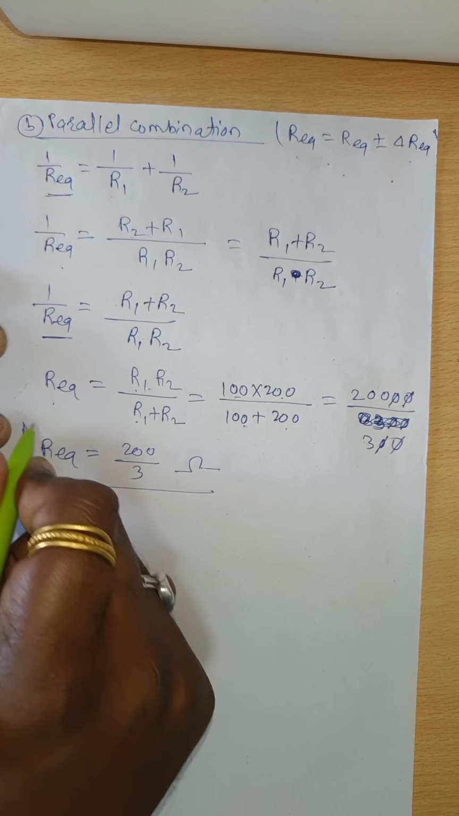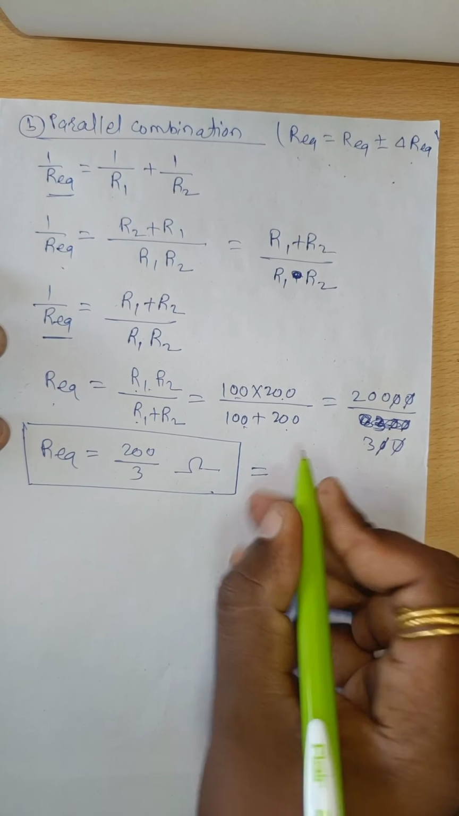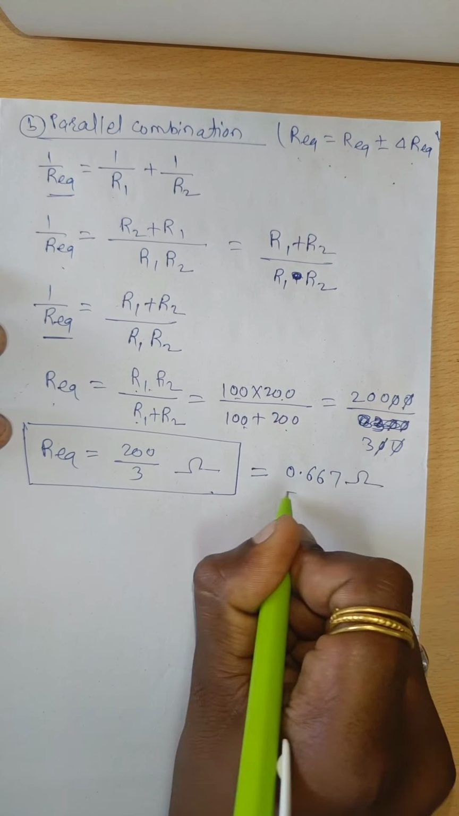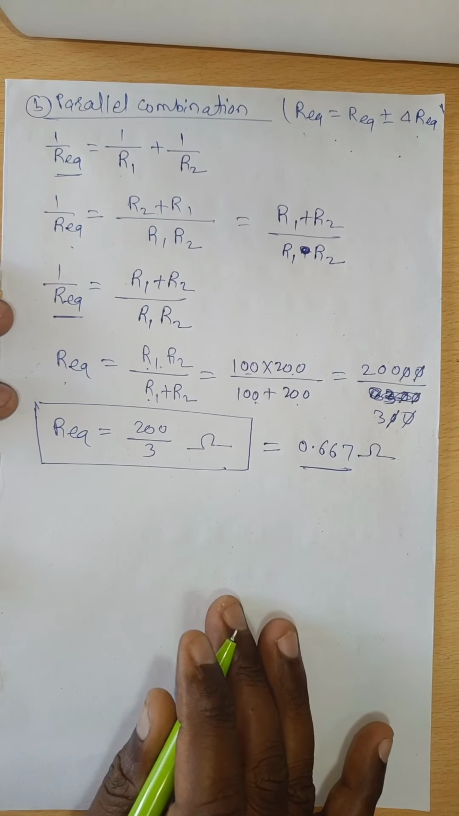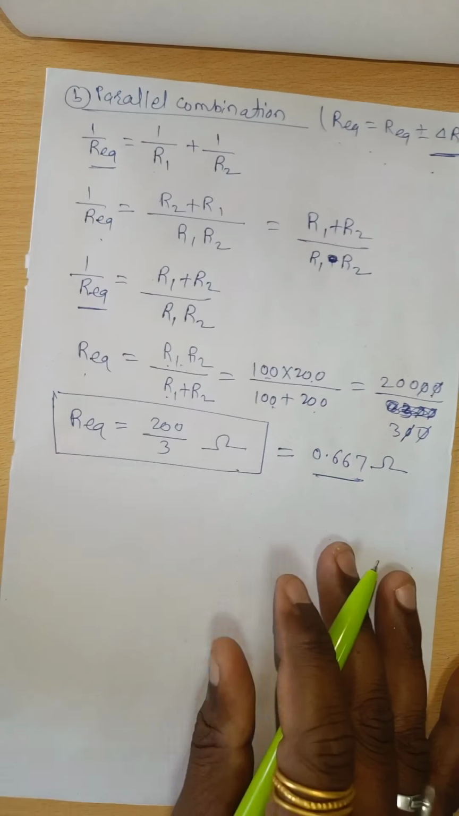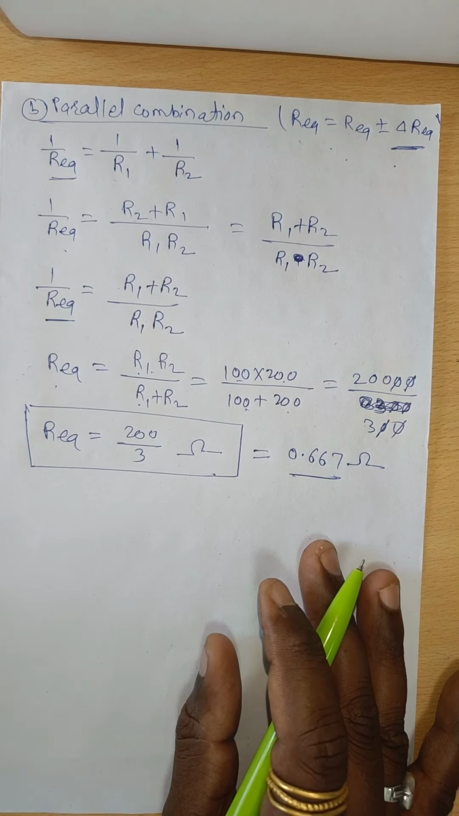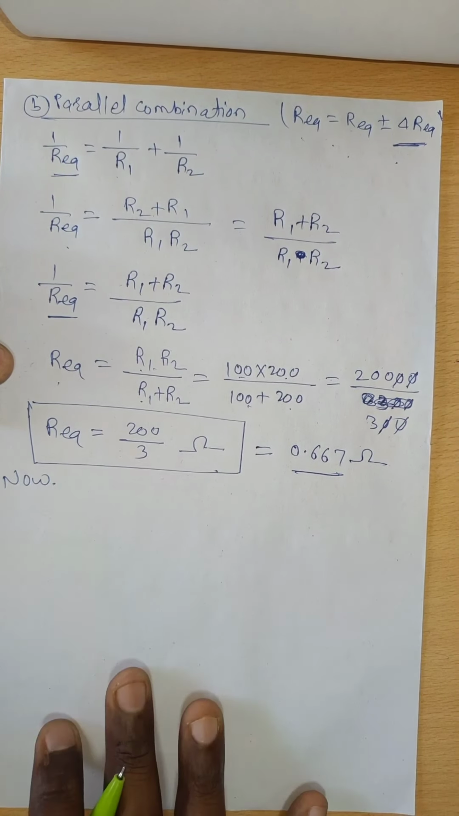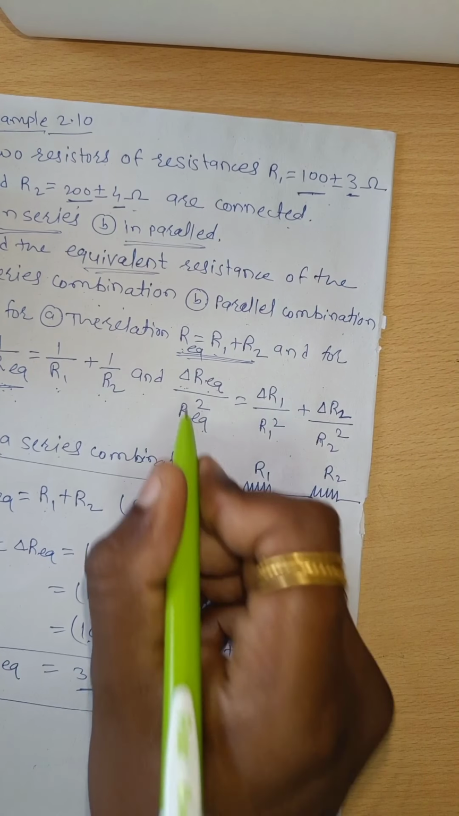Now this is the R equivalent. Also we have to write this as 0.667 ohms. This is the R equivalent value. Next, using the second formula, you have to find out delta R equivalent. What is the second formula?